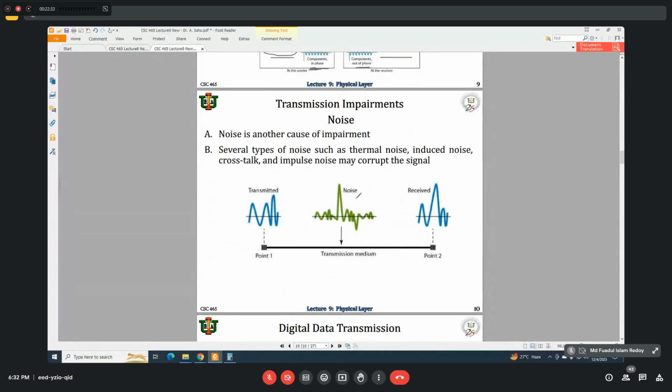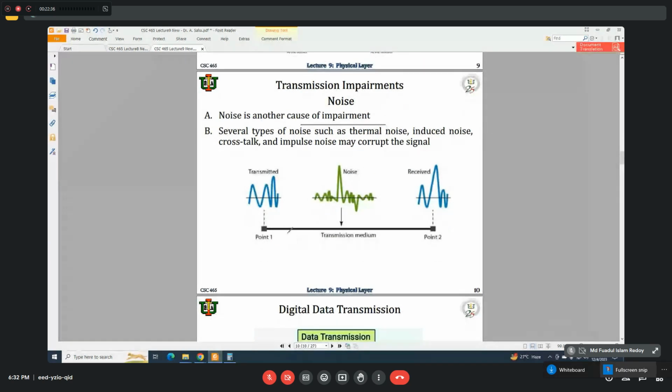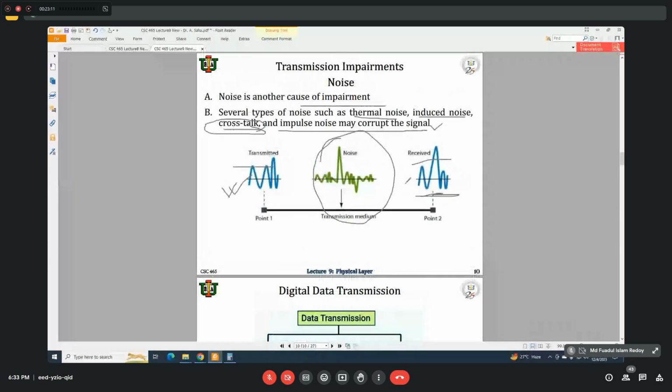Noise is another cause of impairment. Different types of noise can be there: thermal noise, induced noise, crosstalk, and impulse noise may corrupt the signal. The crosstalk I gave as an example just before, when the sender is transmitting, the signal can be changed due to noise. Look at what the receiver has received. Say I have said "I love you," but he hears "I you"; "love" is missing. That is how the signal has been changed. This is another reason that transmission impairments happen.